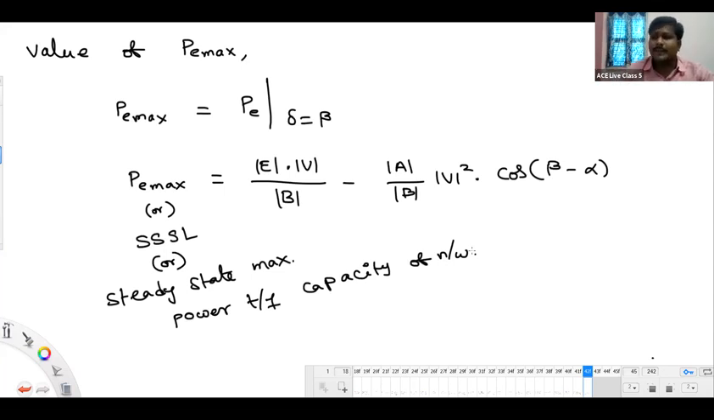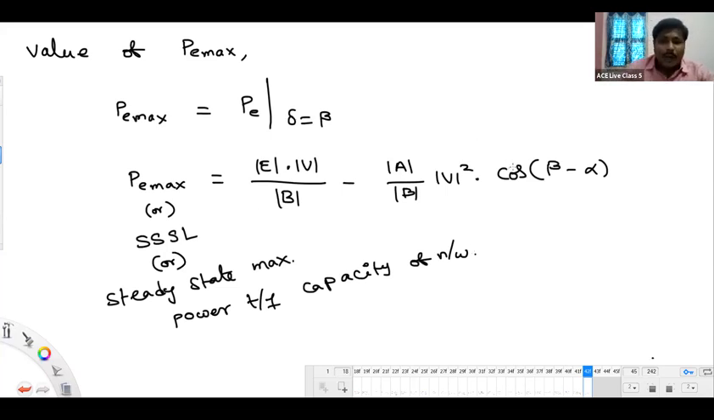A generator may be connected to an infinite bus bar through a transmission line, wire, transformer and all, right? In that situation, to calculate the maximum power transfer capacity of the network, it is not sufficient to take only the generator reactance. We should involve the whole network, whatever you have between the generator and the infinite bus, in the analysis. In general, for any network we have, the maximum power transfer capacity equation will be like this.